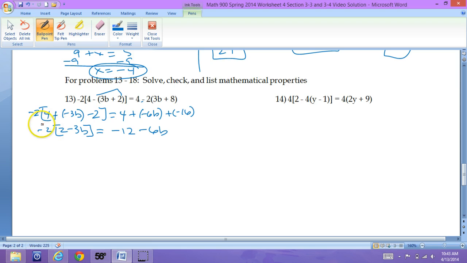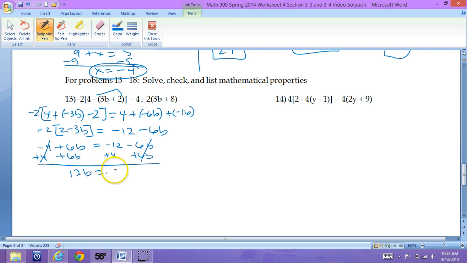So I can't combine anything within these grouping symbols. So now I'm going to distribute the negative 2 to both of these terms. So negative 2 times 2 is negative 4, and negative 2 times negative 3b is positive 6b. And I can't combine these guys either. So I'm going to add 6b to this side so that this is a 0 pair, and I'm going to add 4 to both sides. So this is a 0 pair. So on this side, all I end up with is 12b. And then I have this to be negative 8.